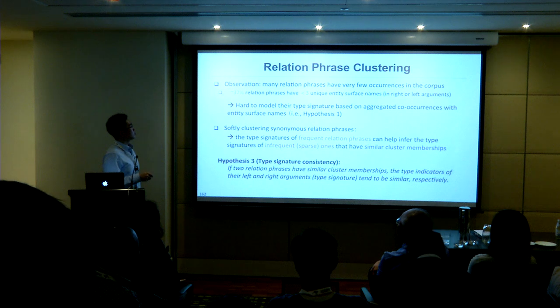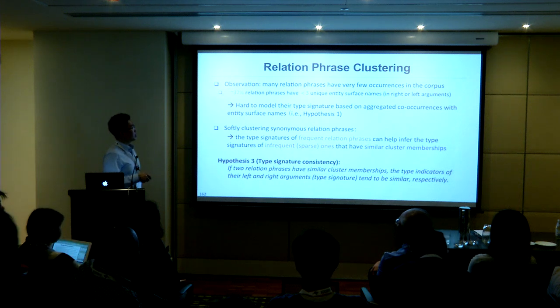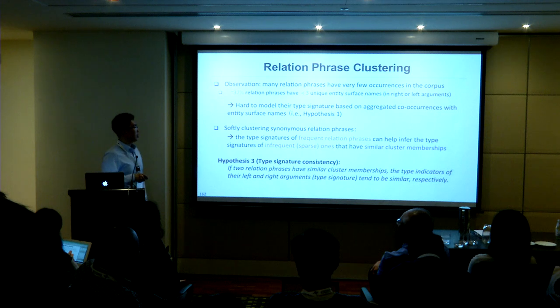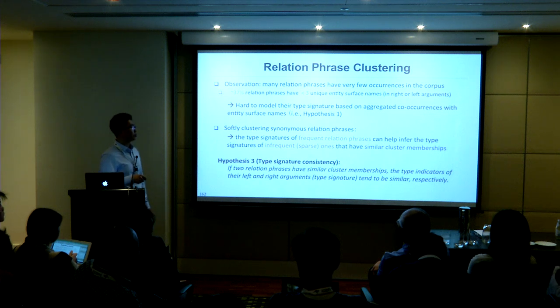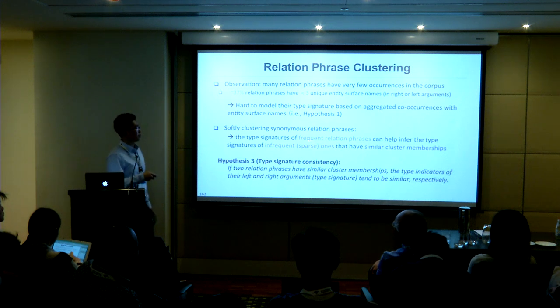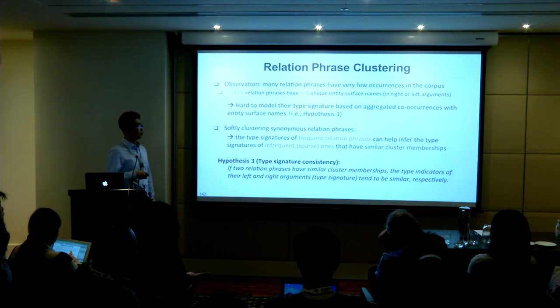If you look at the type signature of the frequent relation phrases, it's actually pretty clear, because a frequent relation phrase is likely to co-occur with some seeds, and it also co-occurs with many unlinkable entities, and those unlinkable entities later on can be assigned pretty confident type labels, and all these signals go back to these frequent relation phrases, and such frequent phrases can propagate their type information back to other entity candidates. But for infrequent relation phrases, things will be pretty different.